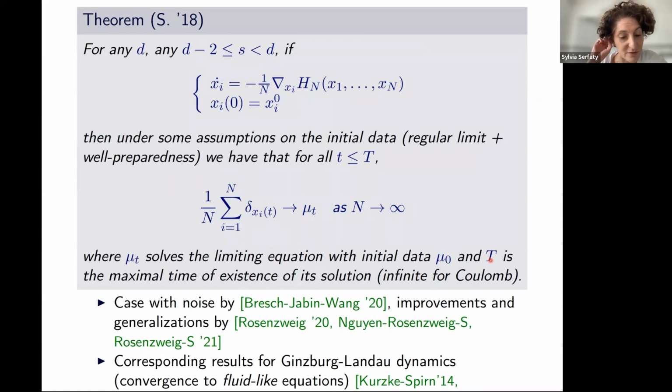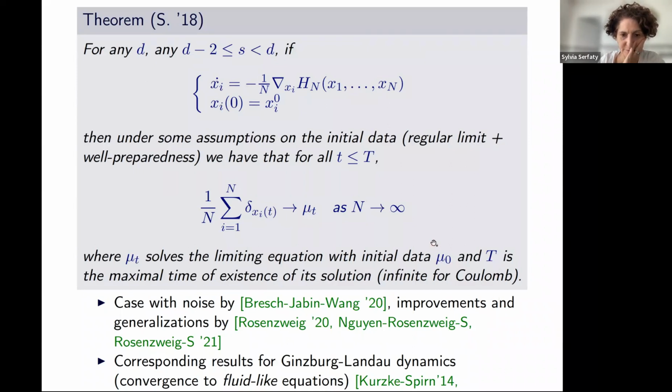So since this result there's been lots of improvements of it. The case with noise was treated in a very nice work by Bresch, Jabin, Wang. And there were some generalizations by Rosenzweig, and also Rosenzweig and myself and Huang and Nguyen. We treated a slightly more general class of interactions, including sub-Coulombic as well. And we also proved global in-time convergence in some cases, etc.